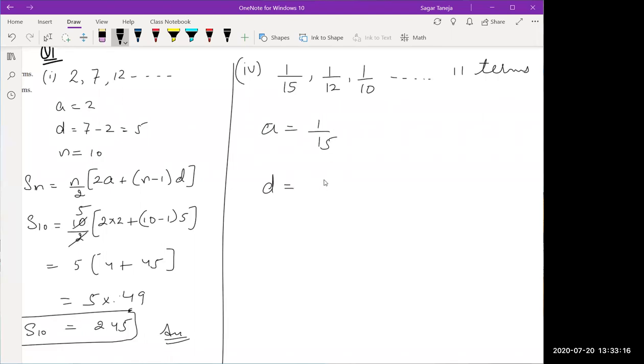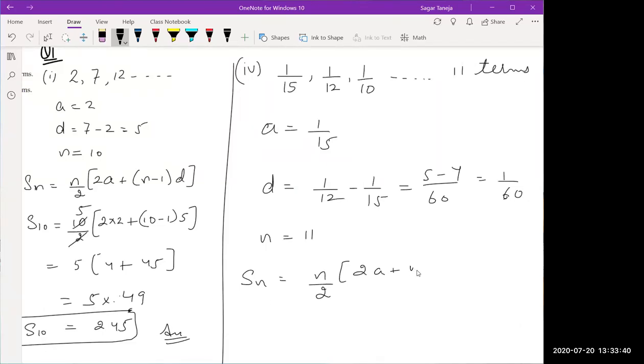Again here a is 1 by 15 and d is 1 by 12 minus 1 by 15. Take the LCM, the least will be 60. 5 minus 4, that is 1 by 60. Then it is 11 terms, no? So n is given 11. Let us calculate Sn, n by 2, 2a plus (n minus 1) d.